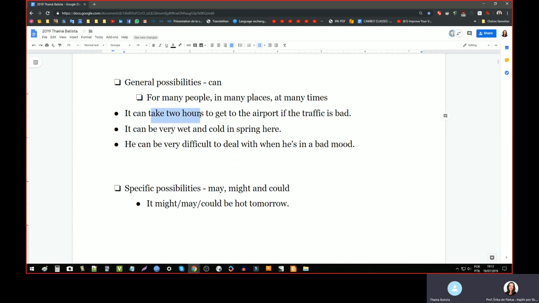These are the points that vary. This is important. What varies? What is the variation about? The duration here, how wet the spring can get here, and how difficult he can be. There is a variation in degree. And can shows it here by generalizing, right? That's the idea. Do you understand? Is it clear? Any other comments about this part? No, that's it. Okay.